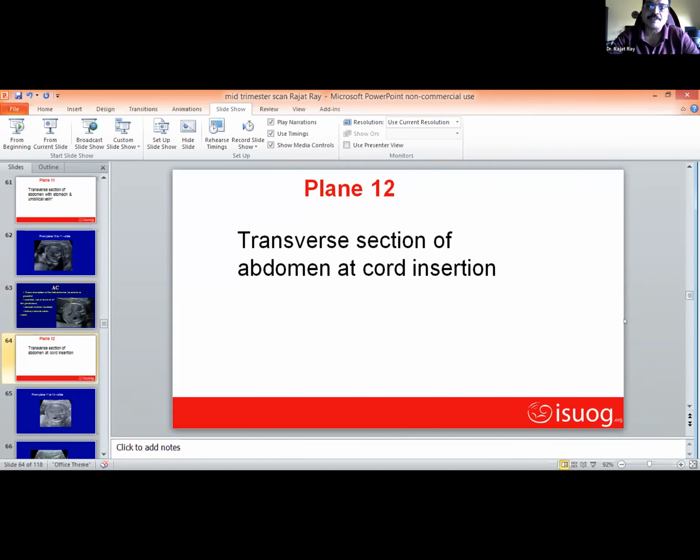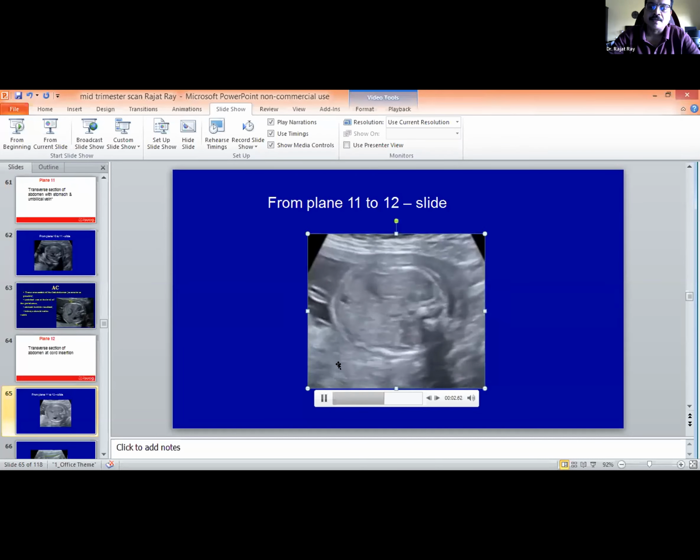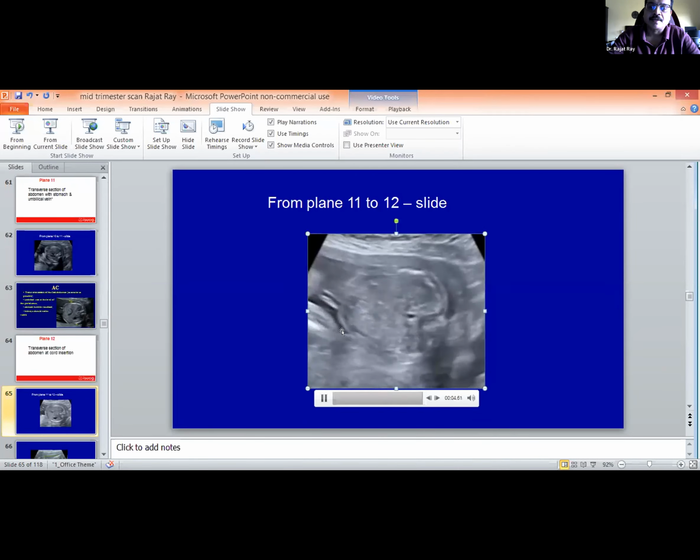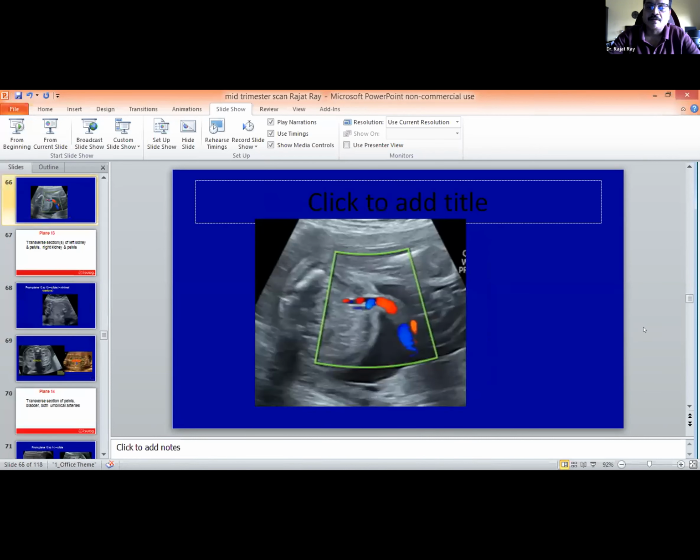Plane 12 is the transverse section of the abdomen at the cord insertion. From plane 11 to 12, again you just slide, and you will get the cord insertion site. Why is it important? When you see the cord and there is no defect in the abdominal wall near the cord insertion, you are ruling out two major anomalies, omphalocele or gastroschisis.